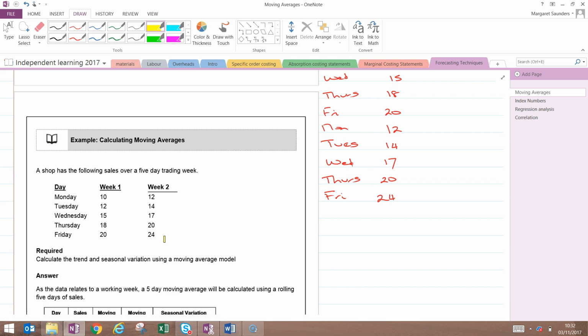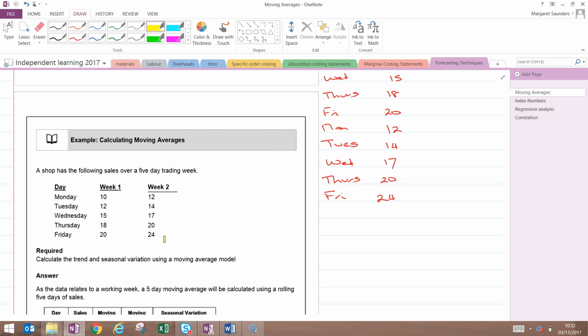So we're looking to identify what the overall trend is across that 2-week period. Is it a general increase or is it a general decrease? We're then also going to look and see if there are any seasonal variations.